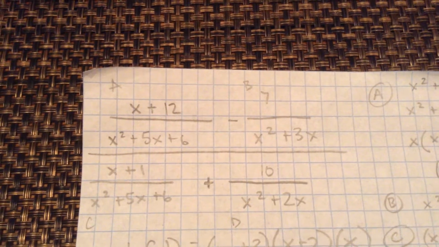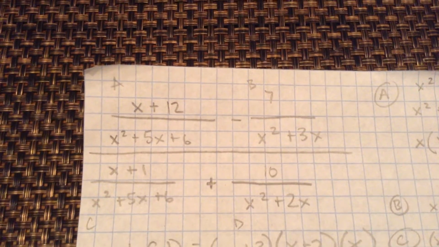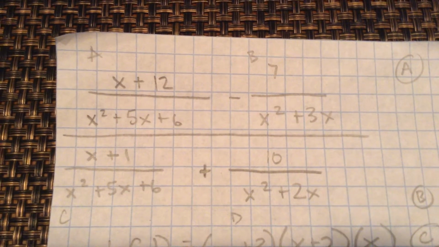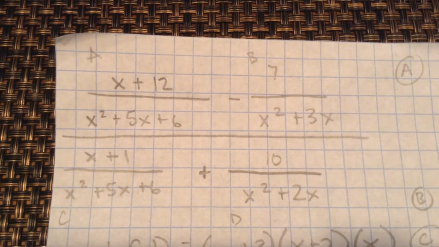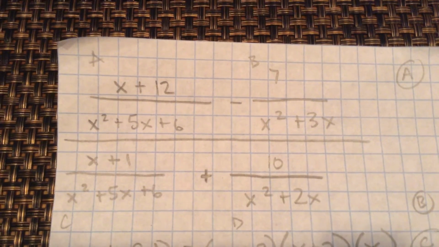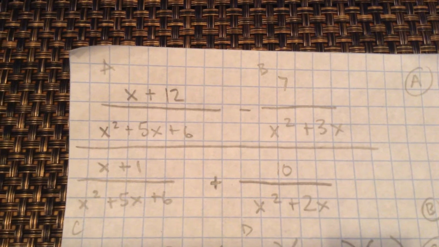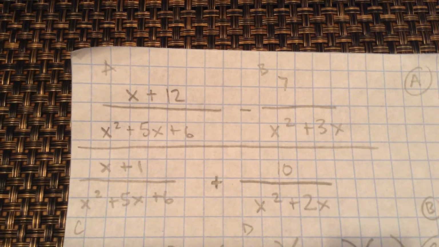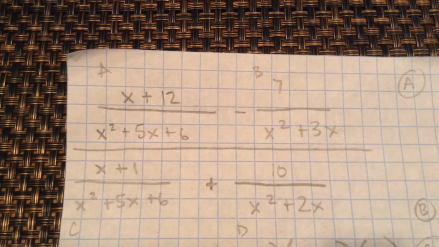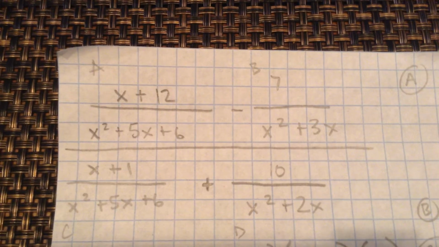Chapter 8.4, question number 8. It's telling us to simplify this big fraction. So it's, as you can see, x plus 12 over x squared plus 5x plus 6 minus 7 over x squared plus 3x, all over x plus 1 over x squared plus 5x plus 6 plus 10 over x squared plus 2x. So this can look pretty intimidating.